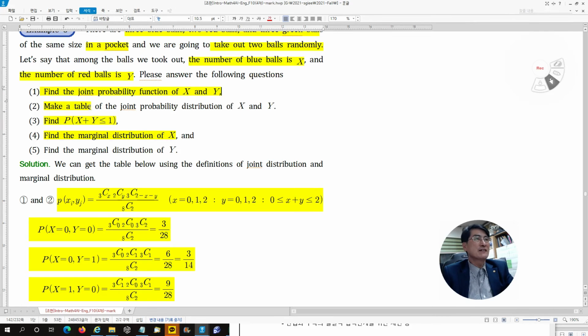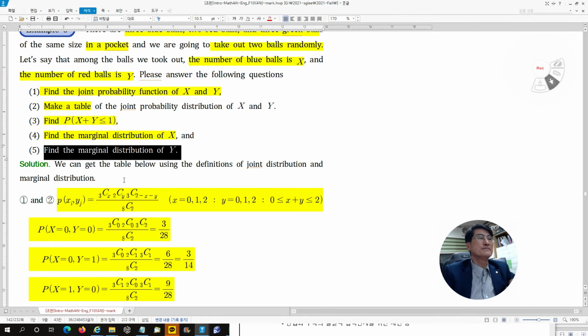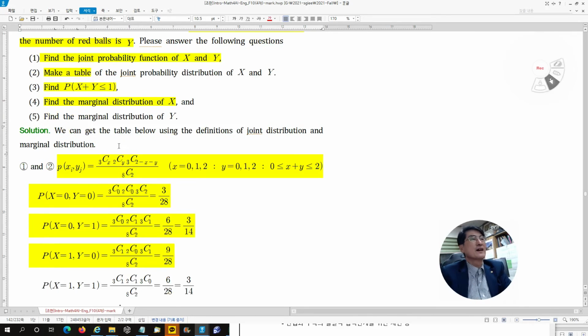Second, make a table of joint probability distribution of x and y. And find the probability when x plus y is less than or equal to 1. And then the fourth problem is to find the marginal distribution of x. And the last problem asks us to find the marginal distribution of y. Here, we can get the table by using the definition of joint distribution and marginal distribution.